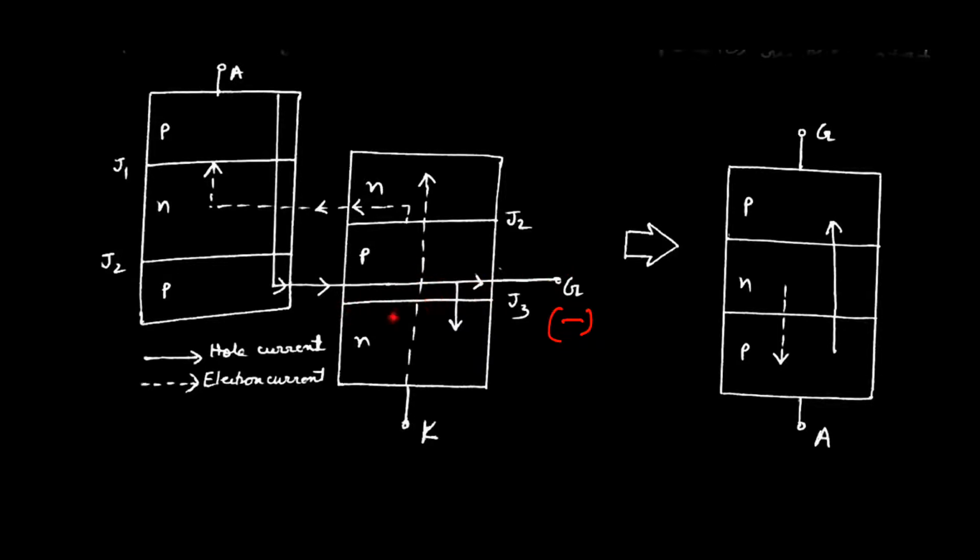That means there is a tendency for a depletion layer to form across the junction J3. Once the depletion layer is formed across junction J3, the electron injection from the N layer to the P layer will be stopped. Once this injection of electrons has stopped, the junctions J1 and J2 will be reformed, or the depletion layer will form across junctions J1 and J2. That means the total injection of electrons has stopped throughout the device. Only the current flowing from anode to gate remains, and this is called the tail current. Okay?